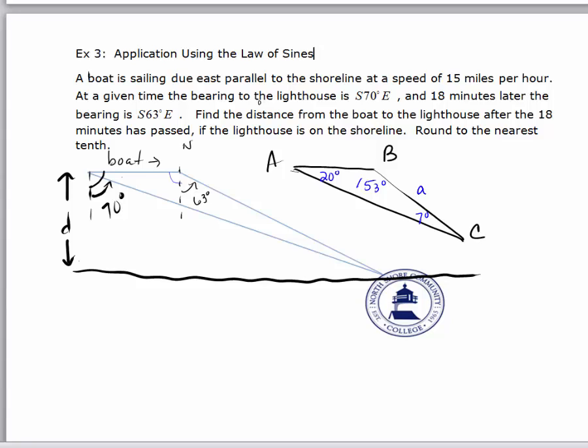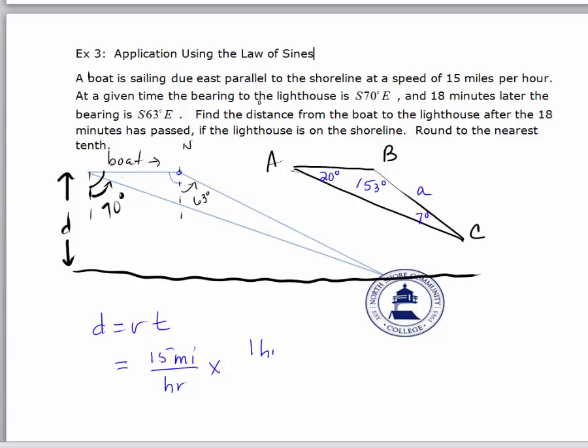I need to find side A. That's going to be the distance from the boat to the lighthouse, from here to here. This point to the lighthouse. And I also have enough information to find side C, which is this distance between A and B. I know distance equals rate times time, but my rate is in miles per hour and my time is in minutes. So my rate is 15 miles per hour. But before I multiply that by the time of 18 minutes, I want to convert this to miles per minute.